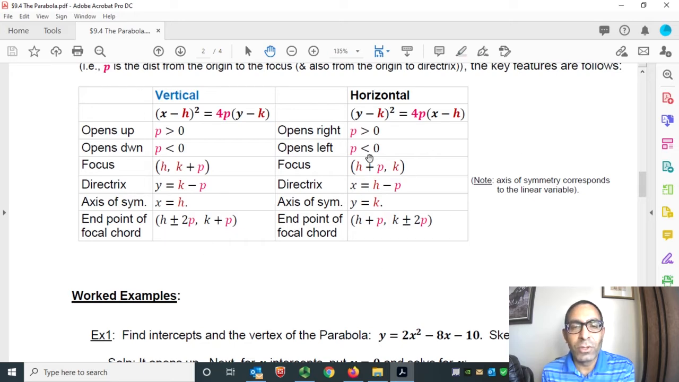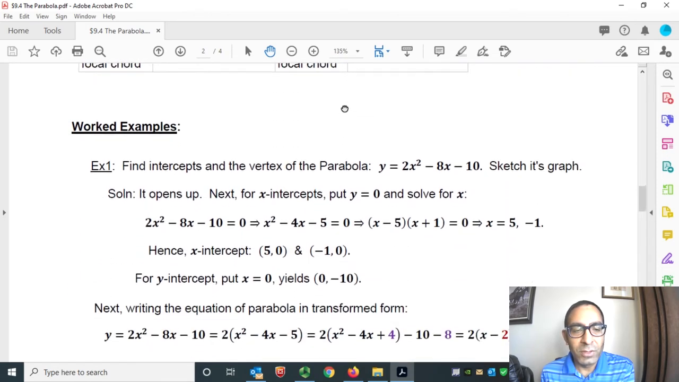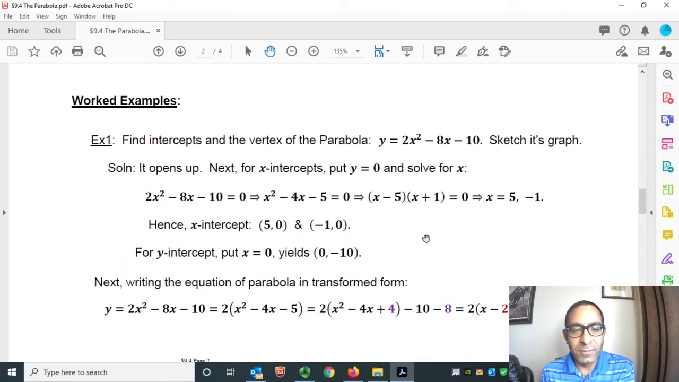And similarly for the horizontal parabolas. Awesome. Now with those key features of the parabola, let's do some examples. Example 1: find the intercepts and the vertex of the parabola. The given parabola is y equals 2x squared minus 8x minus 10, and sketch the parabola. I hope the question makes sense to you all.